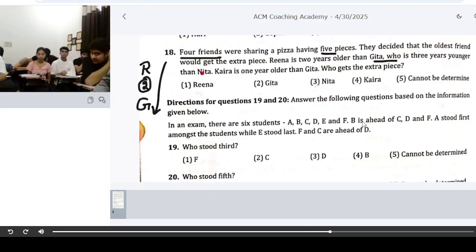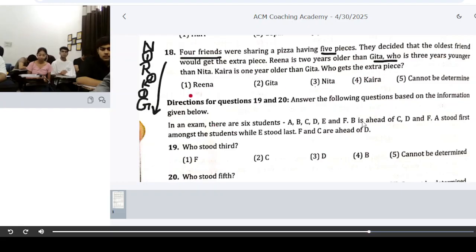Geeta is 3 years younger than Nita. That means Nita is 3 years older than Geeta, so Nita has to be here. There should be a 1 year gap between Nita and Reena, and Reena and Geeta, so that total becomes 2 plus 1, 3 years younger than Nita. Kyra is 1 year older than Geeta. That means in between, after 1 year, we can put Kyra, and 1 year here again we have. So this is a descending order of the ages.